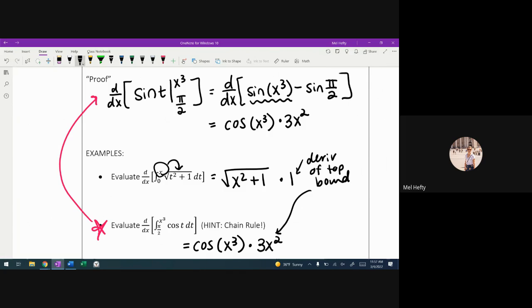Can anyone see why this guy is not going to make any difference to the problem whatsoever? There's no x, so the derivative of that is 0. It's a number. So as long as that bottom bound is a number, if I took an antiderivative, plugged in my bounds, and then took the derivative, that's going to go away.